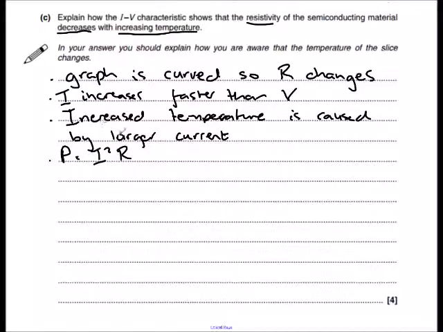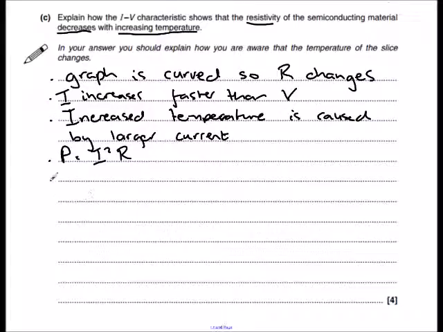If we've said increased temperature is caused by larger current, that's shown by this equation. That's why I've stated it. This equation shows there's a strong dependency for this heating effect, which is going to increase the temperature, on the current. So larger current, bigger heating effect, more temperature. That's what this equation shows. So this fourth point is supporting my third point.